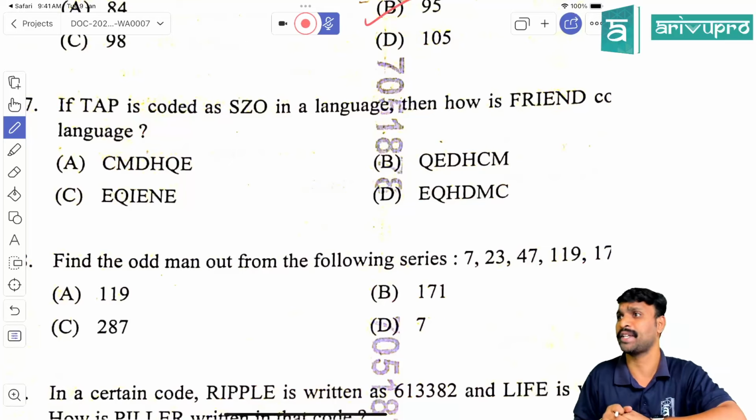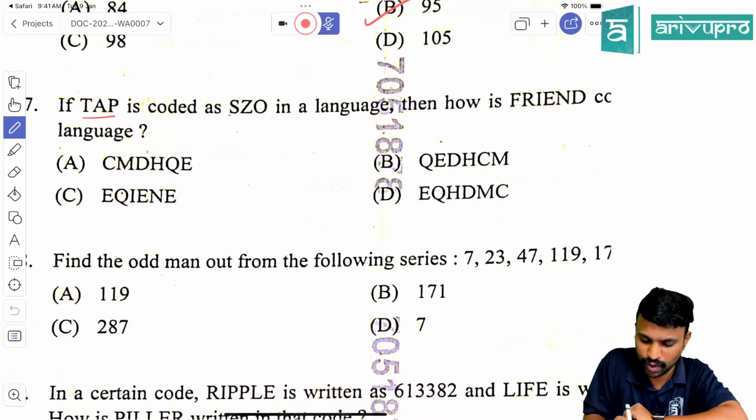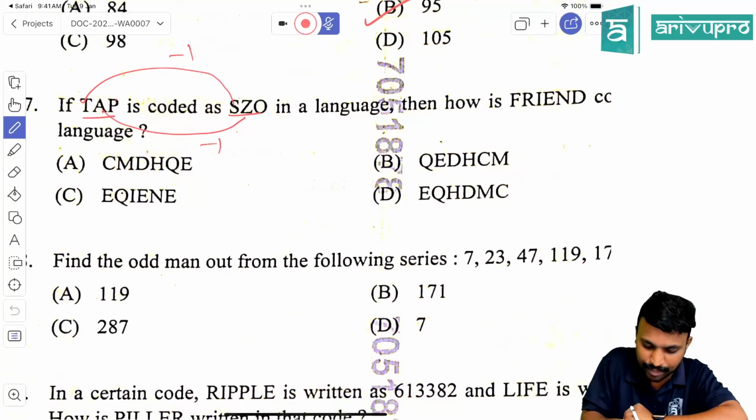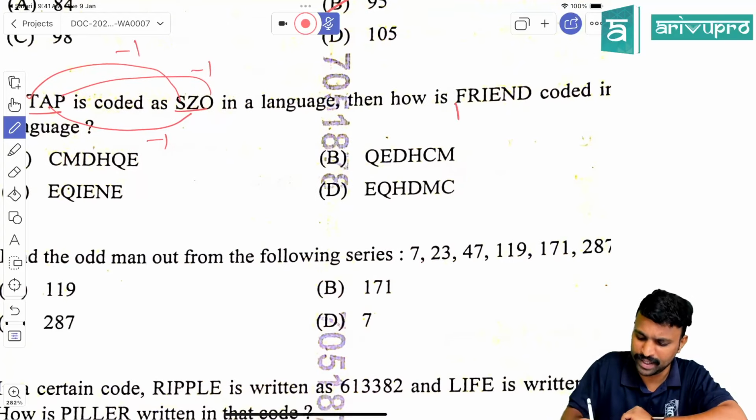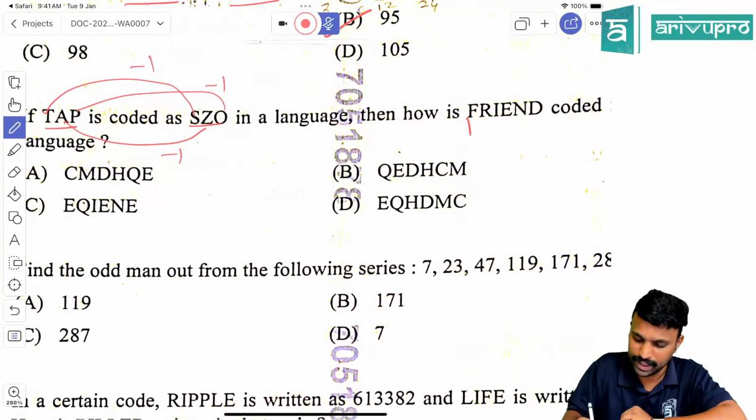Guys, moving on to the next question. They have given TAP is coded as SZO. You see T becoming S, so minus 1 it is. A becoming Z, that is minus 1. P becoming O, obviously minus 1. So it is a minus 1 pattern. I have to apply the same thing for this. So what is minus 1 for F? It is E. What is minus 1 for D? It is C. Guys, the first letter is E, the last letter is C.